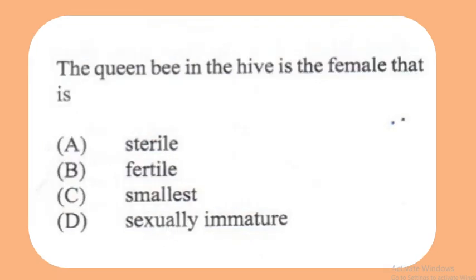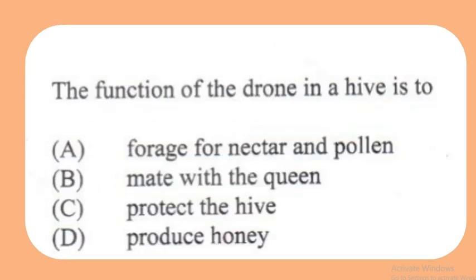The queen bee in the hive is the female that is what? Sterile? Is it fertile? Is it the smallest? Or is it sexually immature? And the answer is B, the only fertile member of the caste.